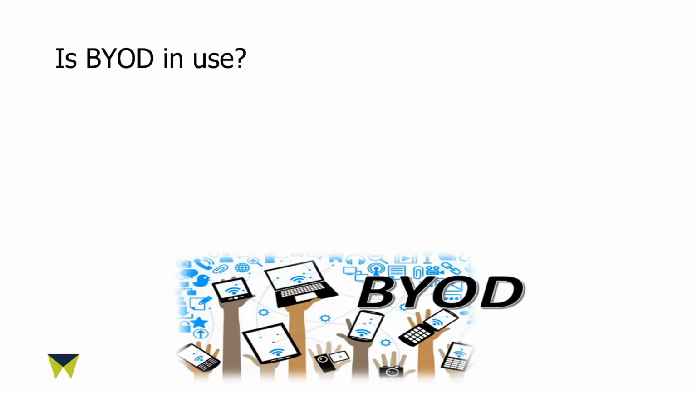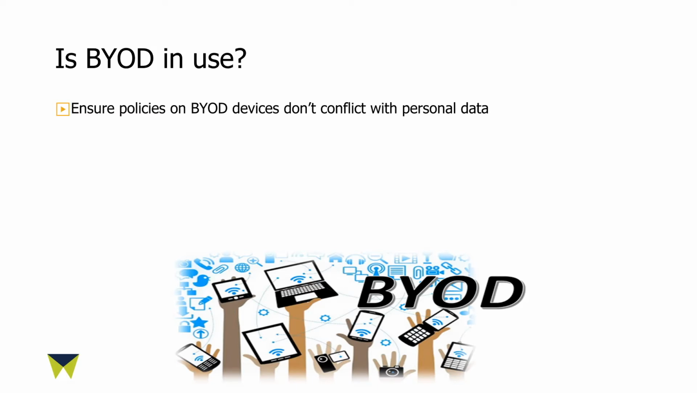Secondly, is BYOD in use? You have to ensure that the policies you set for the BYOD users do not conflict with their personal data. So you don't want to restrict the devices so much that they can't access their own personal data on their device. The other end of the scale is you can force users to enroll in Intune so your company has its own corporate data protected, and it forces the user to have that, otherwise they can't access Office 365.